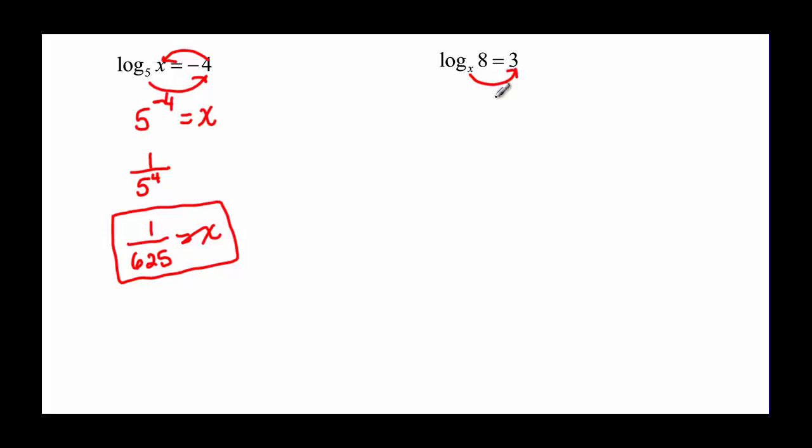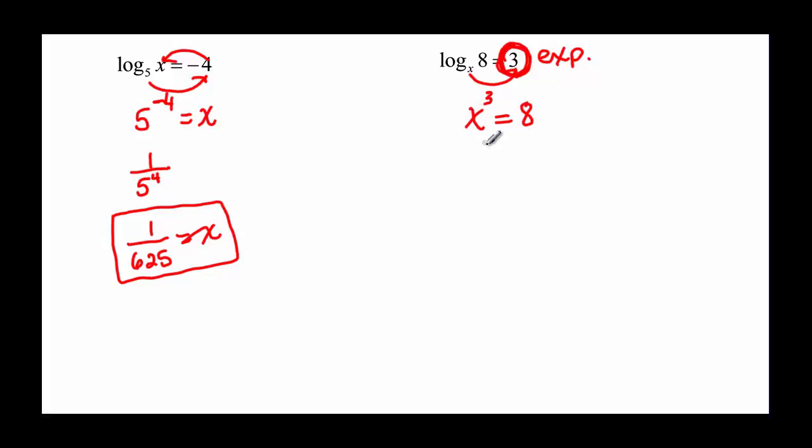X raised to the third is equal to the 8. If you can just keep reminding yourselves that the other side of the equal sign is the exponent, then this conversion can be a little bit easier. Or maybe hopping across a pond helps, I don't know.